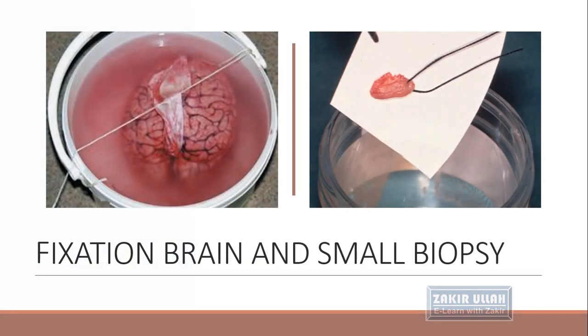For example, in the picture on the left side we have a brain floating in the bucket, connected with the thread so that the brain is fixed in its original condition. Here in this picture we can see the small tissue on a filter paper, connected with a thread so that it does not get lost and is properly fixed in the fixative.